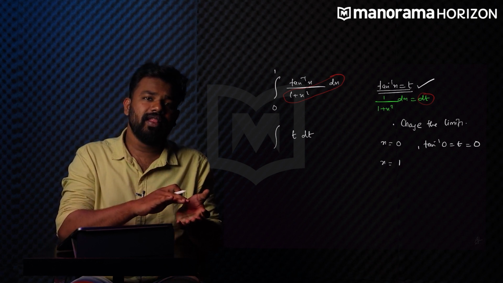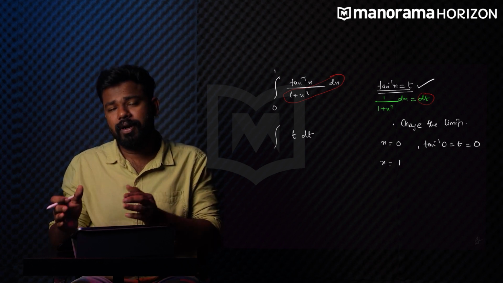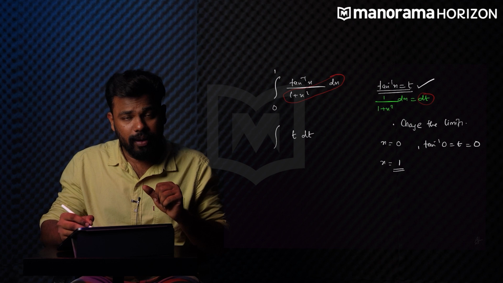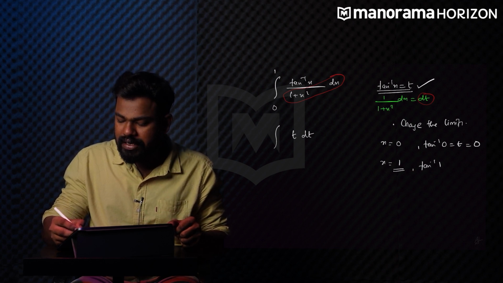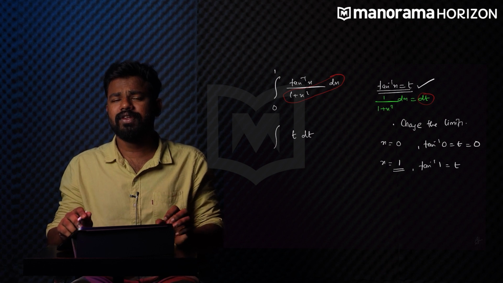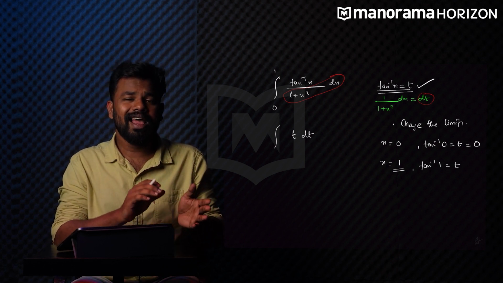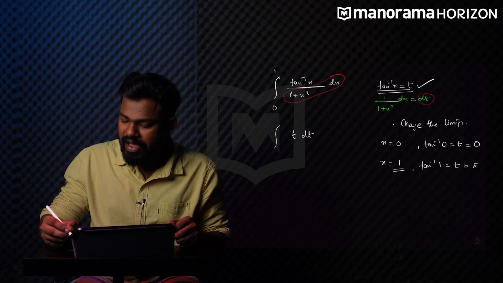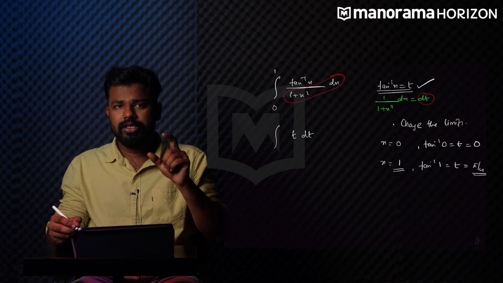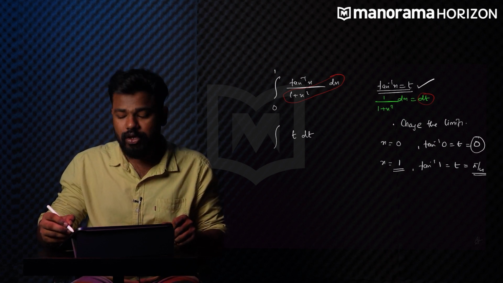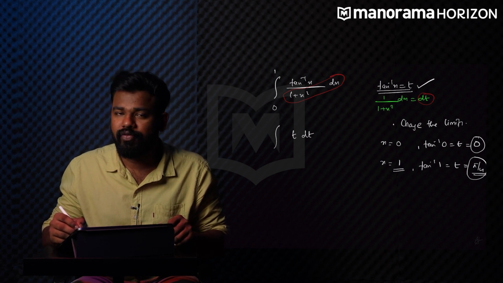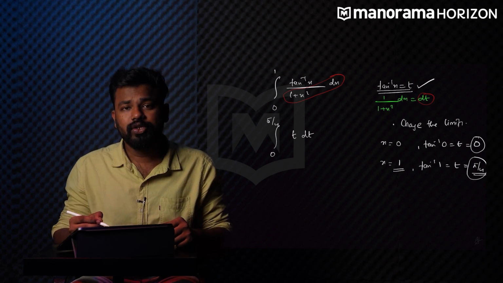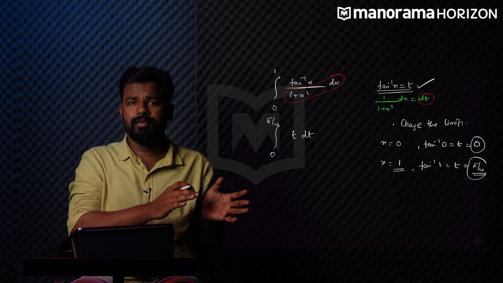So the lower limit in terms of x is 0, and the lower limit in terms of t is also 0. And when x is equal to 1, the upper limit, tan inverse 1 is equal to t based on our substitution. What is this tan inverse 1? That is pi by 4, because you know that tan gives an output 1 when it takes an angle of pi by 4. So t should take a value of pi by 4. So now you have the lower limit as 0 and the upper limit as pi by 4. So just write it as 0 to pi by 4. Understood? So that is the only difference when it comes to definite integrals.